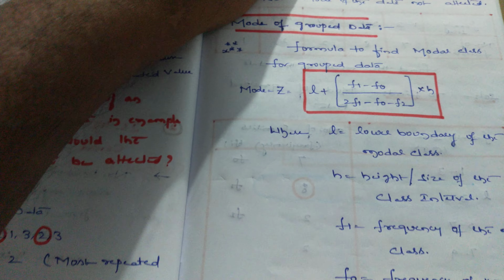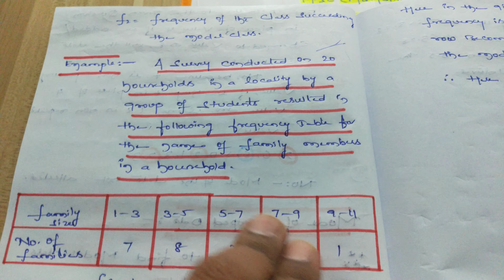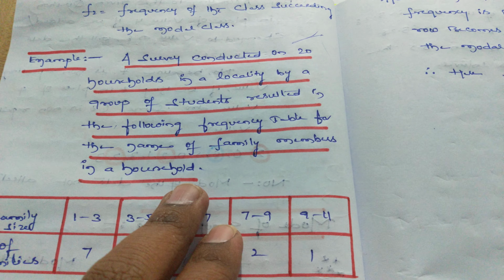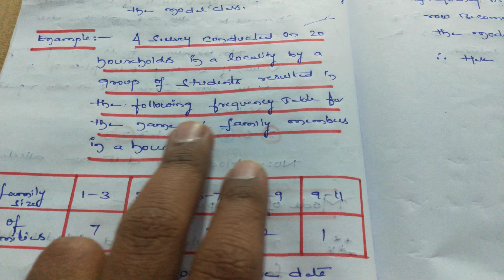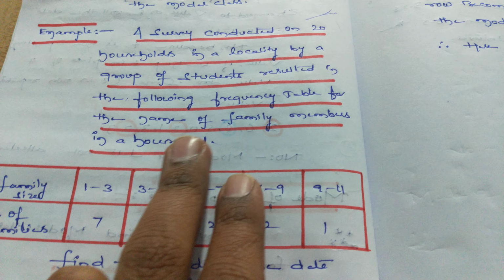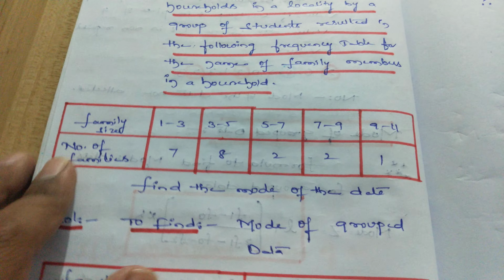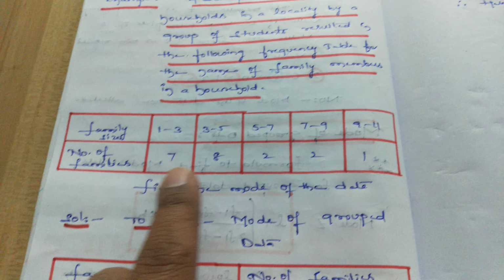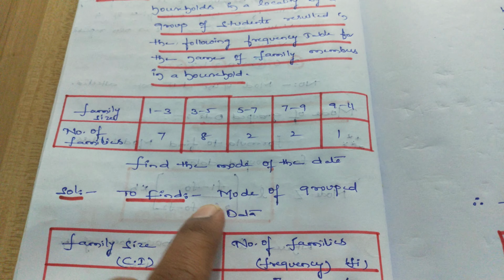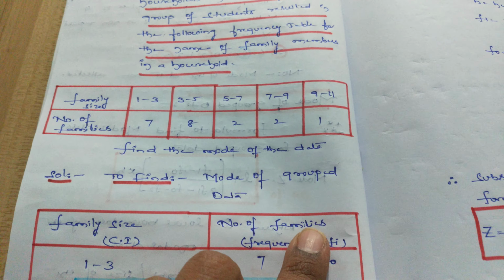Now coming to the example, students, here I have given an example. A survey conducted on 20 households in a locality by a group of students resulted in the following frequency table for the number of family members in a household. They gave a class interval and the number of families in the given data. We have to find the mode of the data.